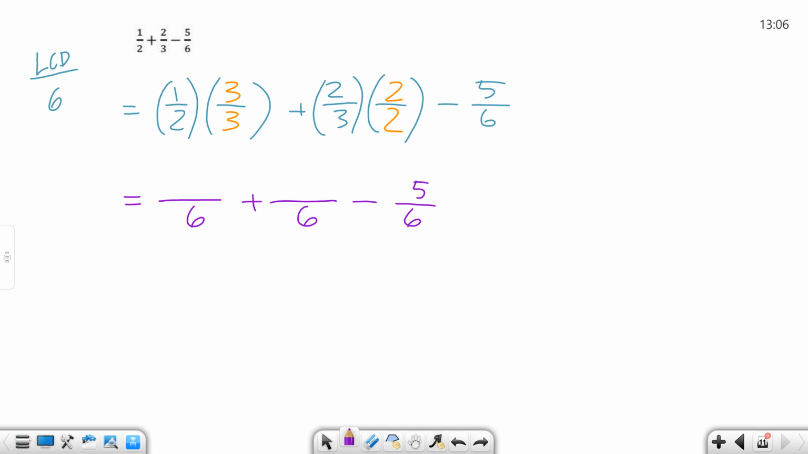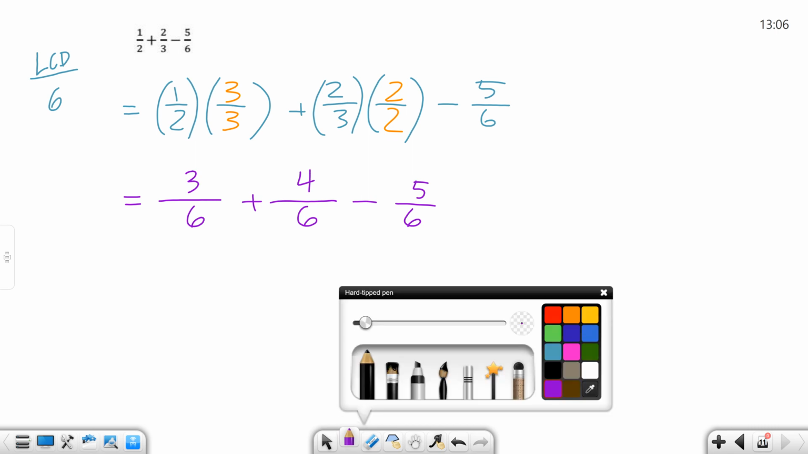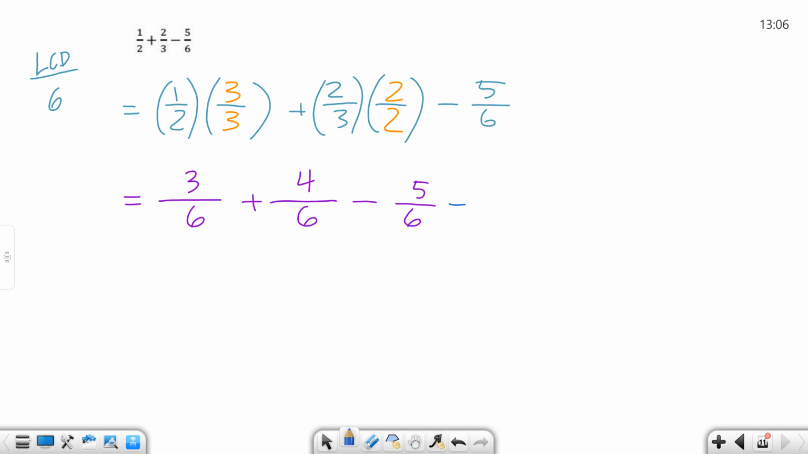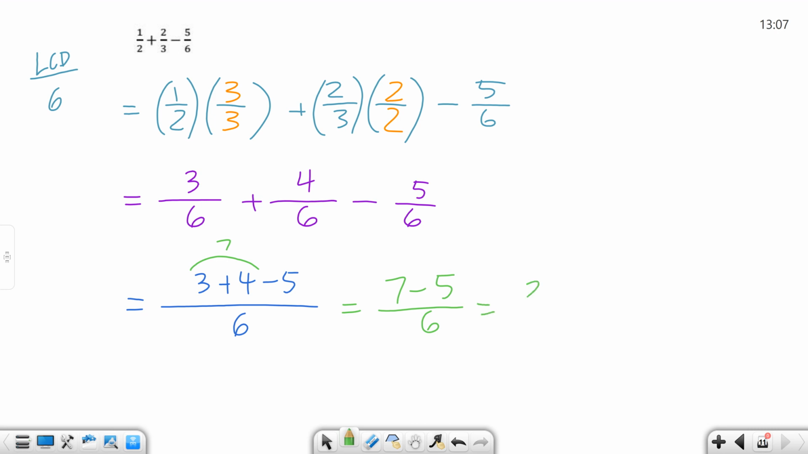Multiply 1 times 3 is what? 3. And then 2 times 2 with a positive out front is what? Plus what? Plus 4. Now everything is over 6, so we're going to keep this. Let's just keep coming down here. Keep this over 6, and we're going to have 3 plus 4 minus 5. So I'm going to put these first two together right here, and I'm going to get 7, right? It's going to be 7 minus 5 over 6. Is that right? 3 plus 4 is 7. 7 minus 5 is the next thing, right? So what is 7 minus 5?